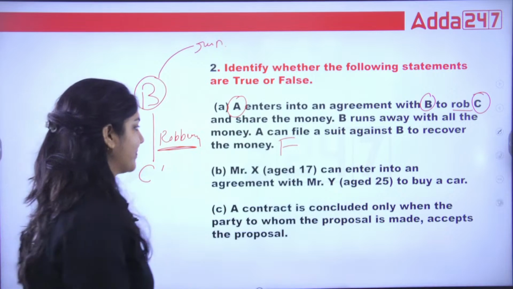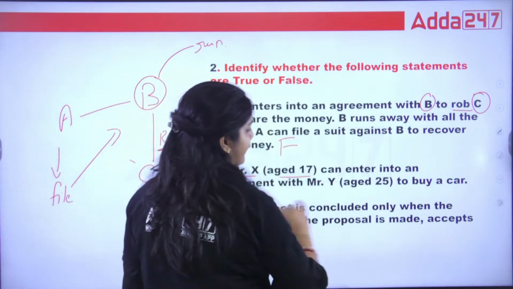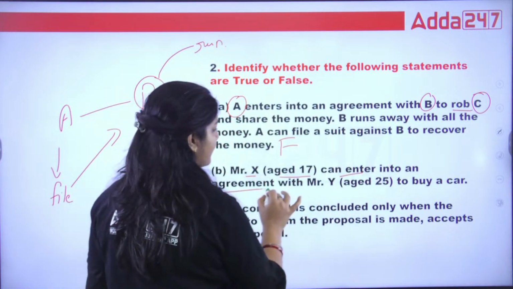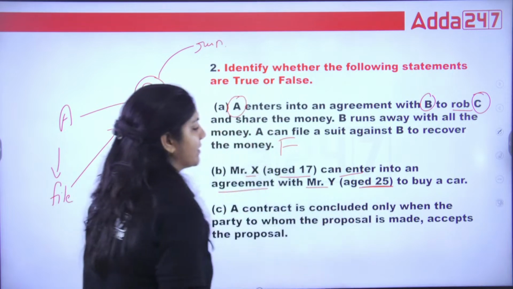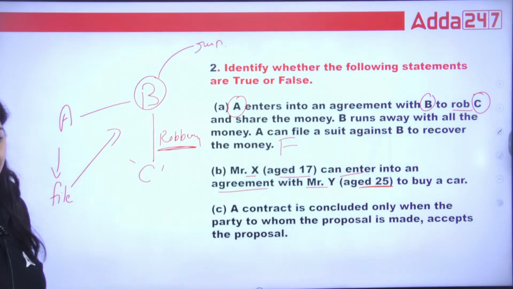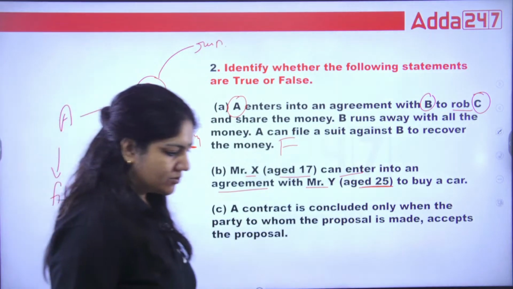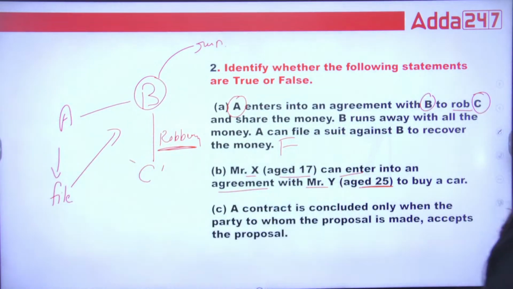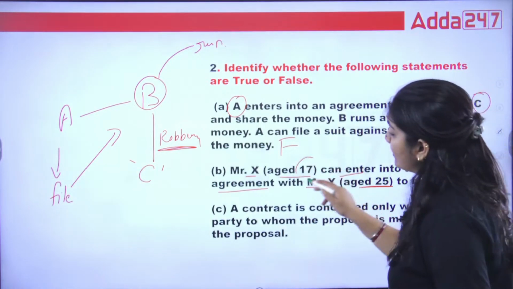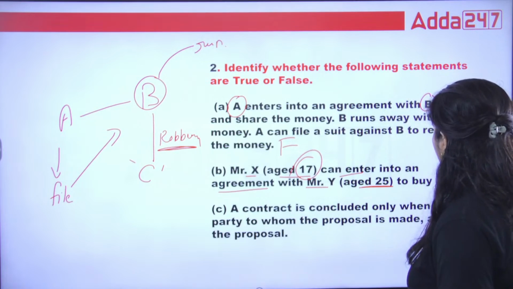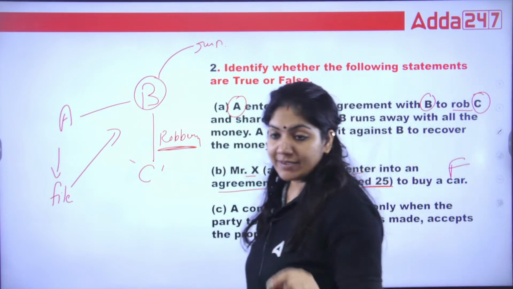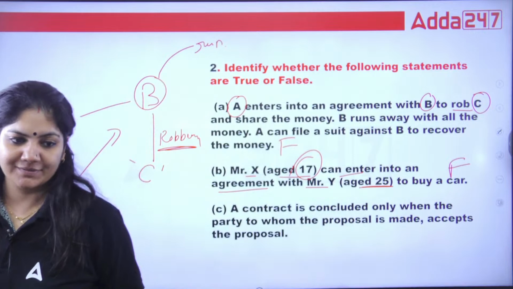Okay. Now, X, who is 17, can enter into an agreement with Y, who is 25, to buy a car. This is true and false. Tell me, class. So class, X is 17. So this is false because a minor cannot make any contract.